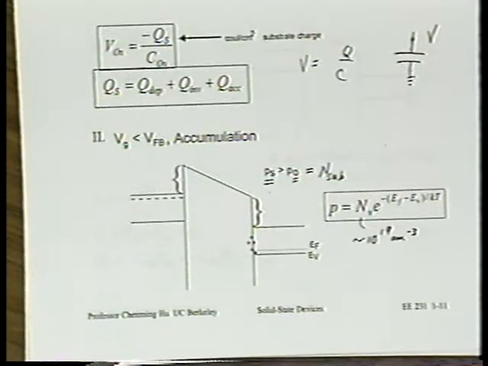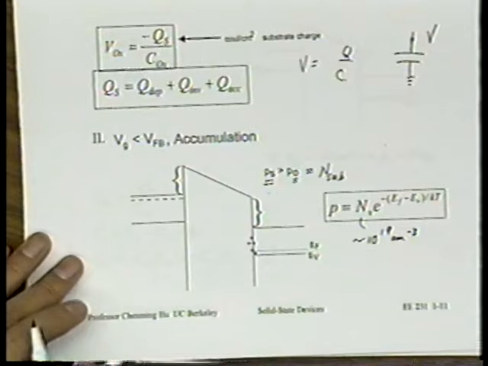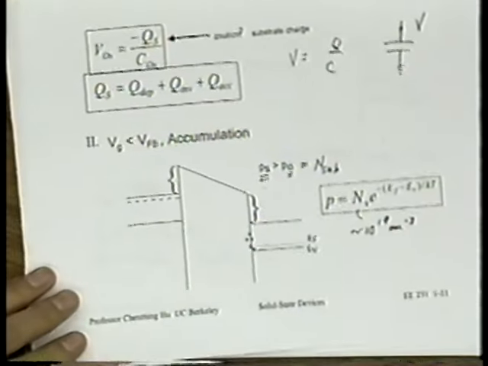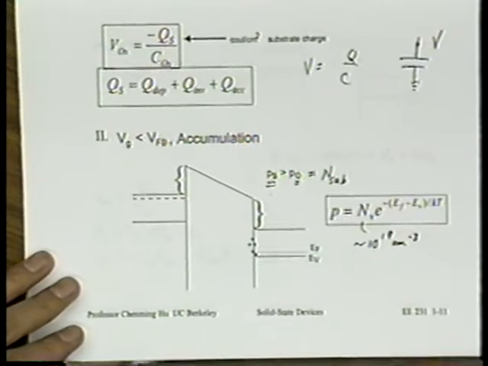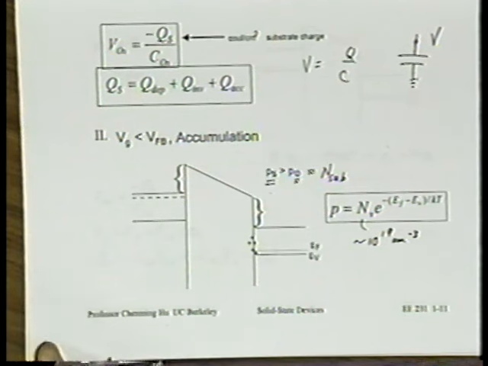equal to the substrate doping concentration. So under this condition, the surface hole concentration is much larger than the doping concentration. All right. Now, one interesting thing is that in this particular case, phi s, the band bending cannot be very large. In fact, we usually make the phi s quite small. We usually assume or expect the phi s to be very small.